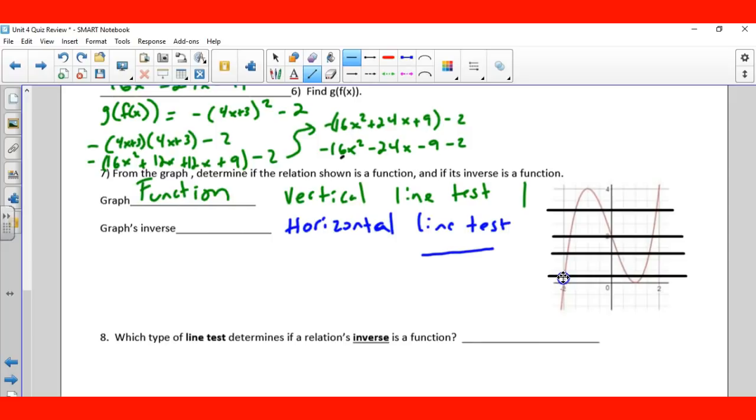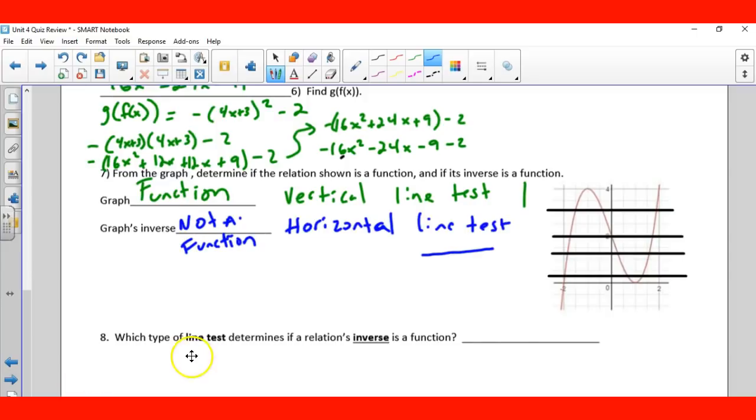Look at this black line right here. How many times does that touch that relation? It touches multiple times, more than once. Because it touches more than once, its inverse is not a function. If this were to touch once, its inverse would be a function. But because it touches more than once, it is not a function.